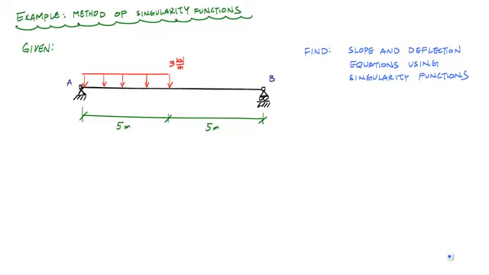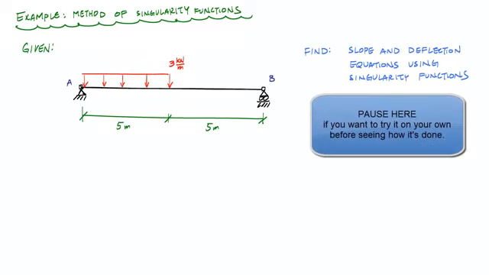In this video, we continue our sequence on mechanics of materials and displacement calculations or deflection equations of beam structures. In this video, we're going to take a simply supported beam with a uniformly distributed load applied only halfway. And what we want to do is find the slope and deflection equations using our singularity function.